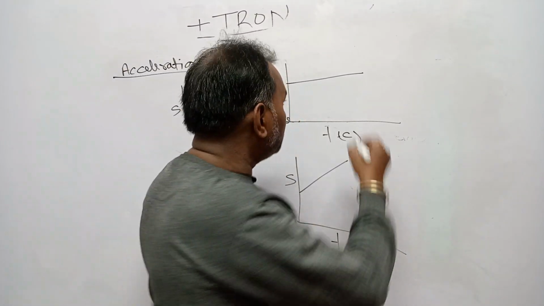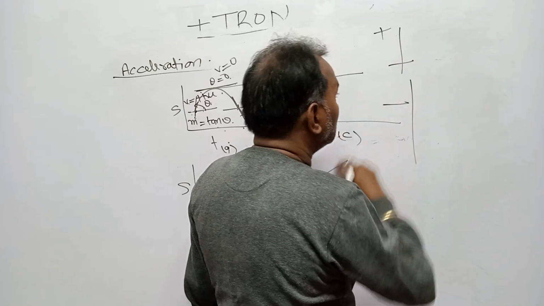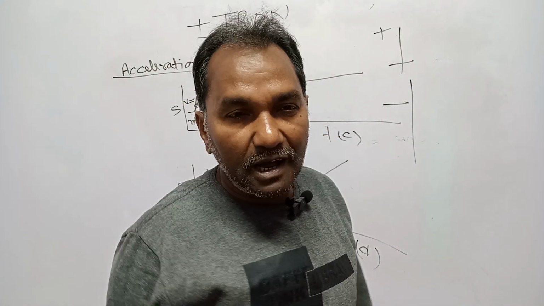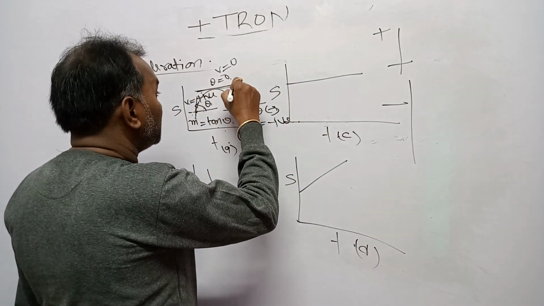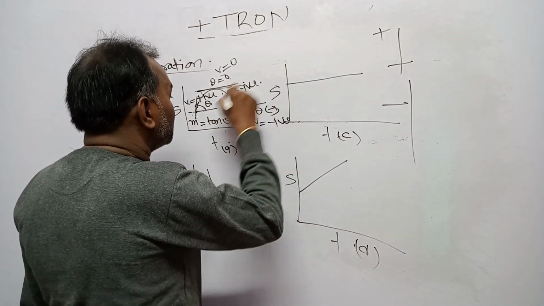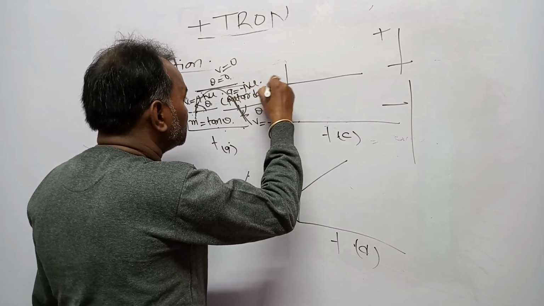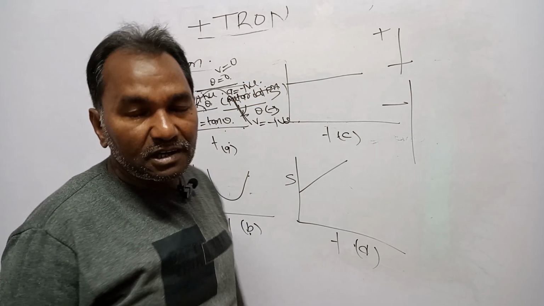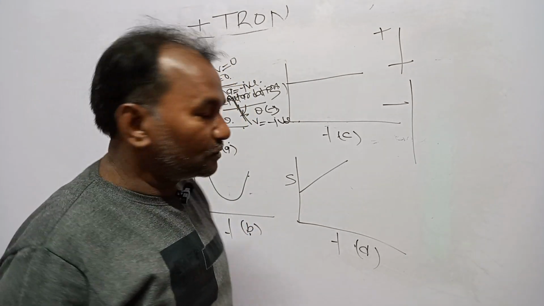Velocity was positive, then becomes 0, and then becomes negative, meaning velocity is decreasing. And if the velocity is decreasing, that is a retardation, meaning a is negative. This is a good example of retardation. Though the graph is between displacement and time, it actually represents retardation.